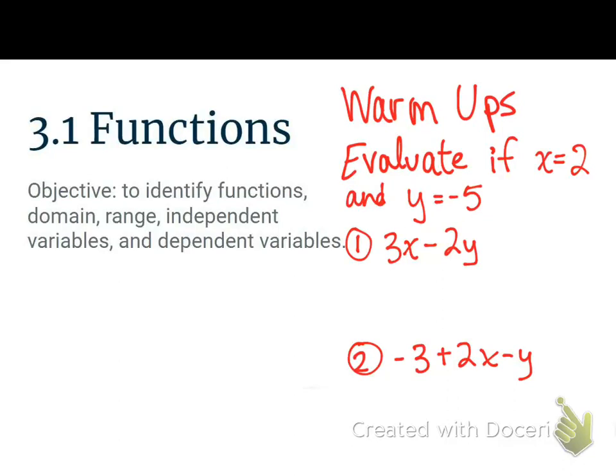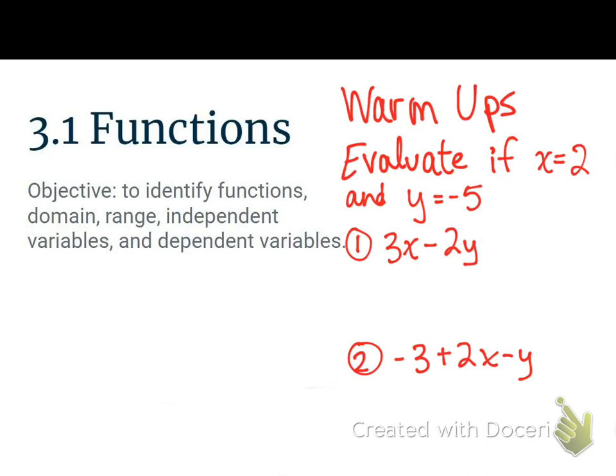All right, for this section 3.1, we are going to start talking about functions. So we've got a lot of different topics we're covering today under functions. We'll identify functions, domain and range, independent and dependent variables. Lots of topics with functions.